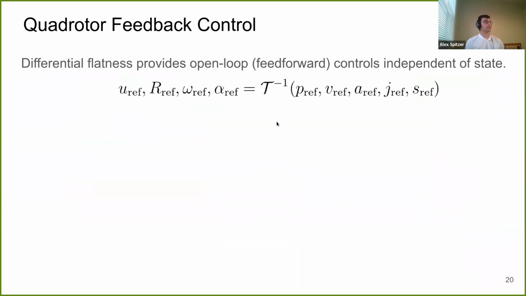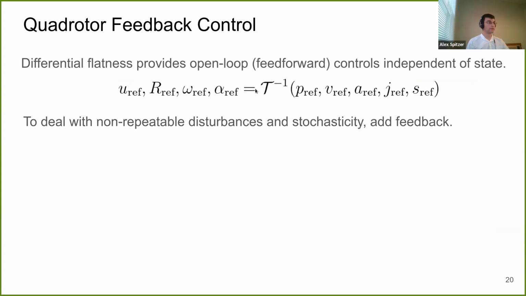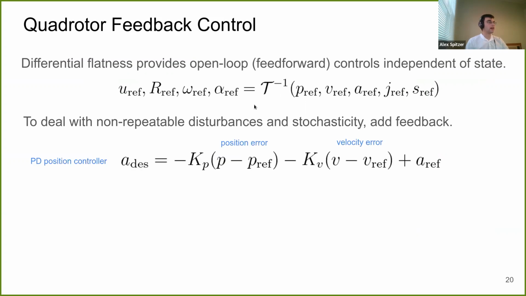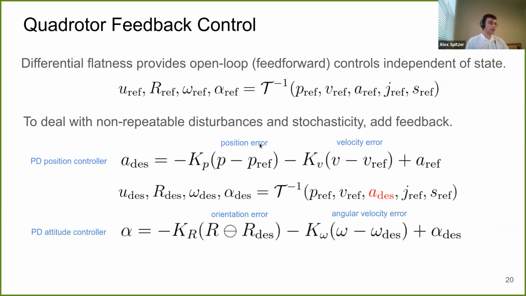So the way this works in a little bit more math is, first, differential flatness provides these open loop feed-forward controls that are independent of the state. And I've represented this using this model, tau inverse, where tau is the forward model and tau inverse is the inverse model. And we add feedback to deal with non-repeatable disturbances and stochasticity or the variance. And these are the two controllers.